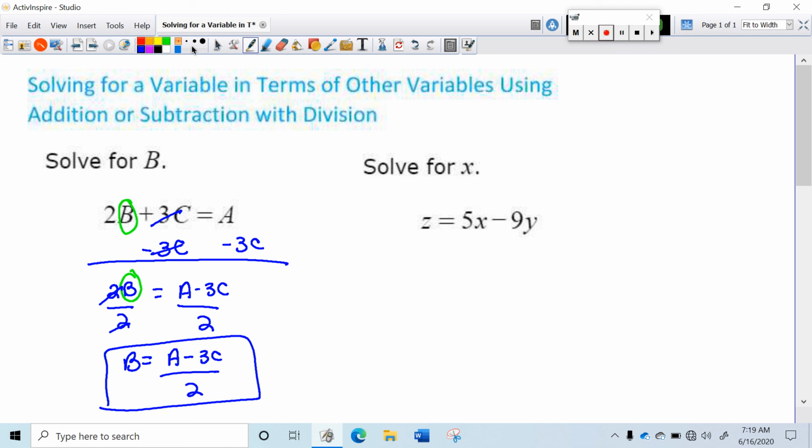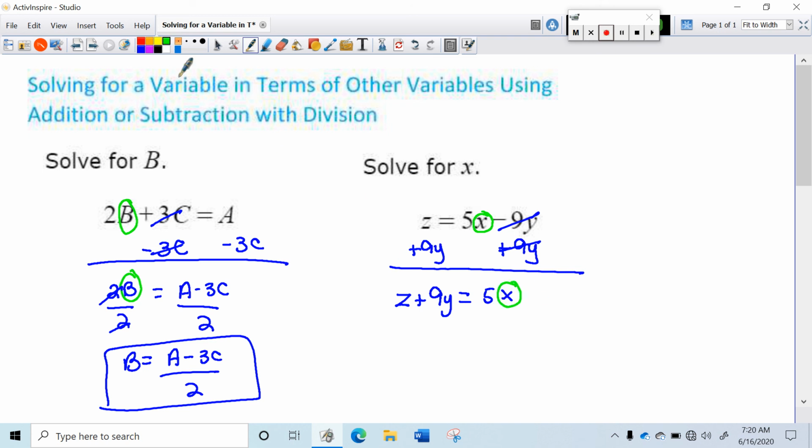Okay? So on the next one, I'm solving for x. So I have to get rid of anything with that on the same side. So I've got to get rid of a negative 9y. The opposite of negative 9y is positive 9y. So I'm going to add 9y to both sides. So I'm going to get z plus 9y. You can't put them together. All you can do is write them down. Equals 5x. Opposites cancel. Now remember, you're trying to get the x by itself.